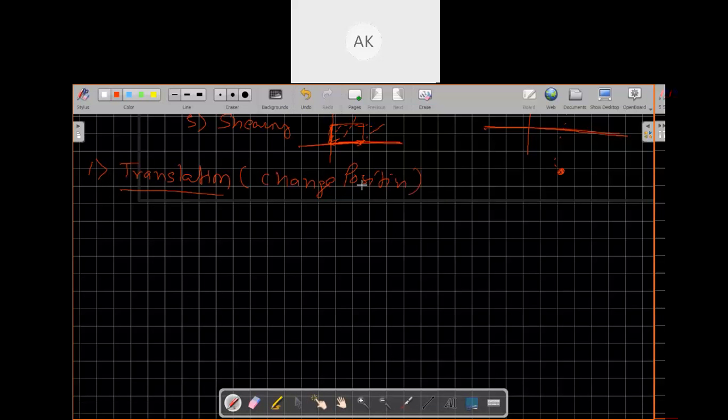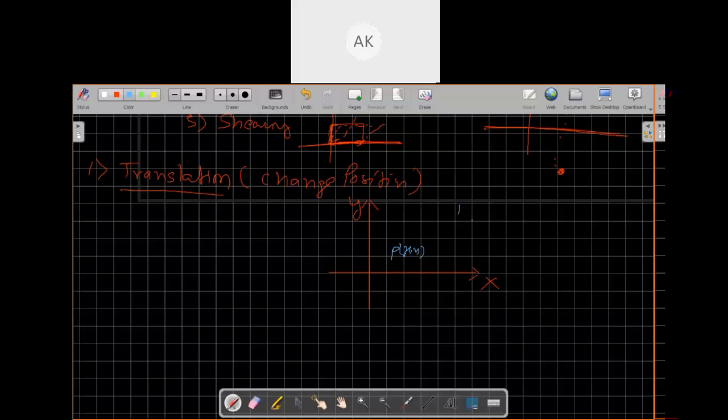Okay, so all these five transformations we will discuss in detail. Let's discuss them one by one. The first is translation. Start with translation. Translation means changing the position of an object. In translation we move an object to a different position on the screen.